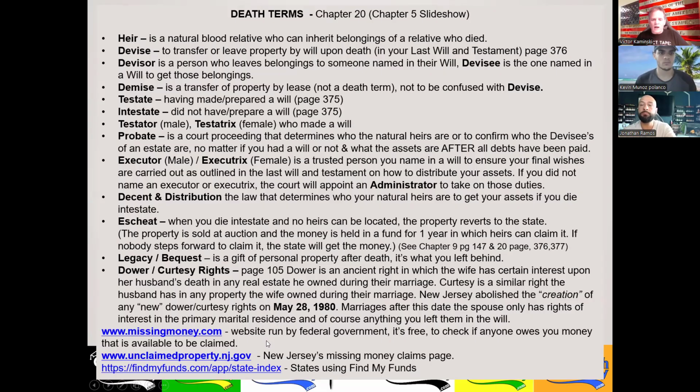Or, you know, I've had a girl in this class that used to work at a store in the mall, and the boss never gave her last check. Instead, he turned it over to the state. So she claimed it on missingmoney.com. But missingmoney.com, New Jersey does not participate in that site anymore, but other states do. Unclaimedproperty.nj.gov, that's New Jersey's page now.